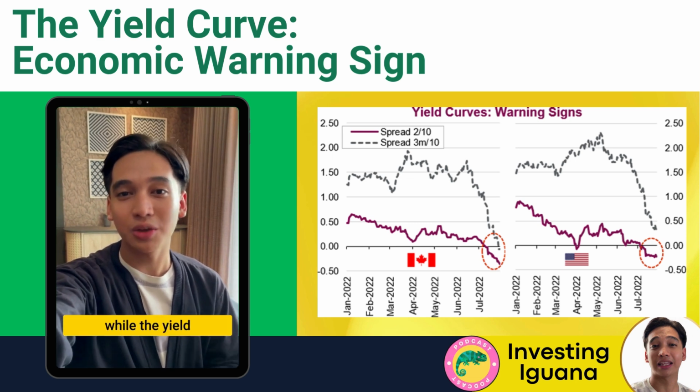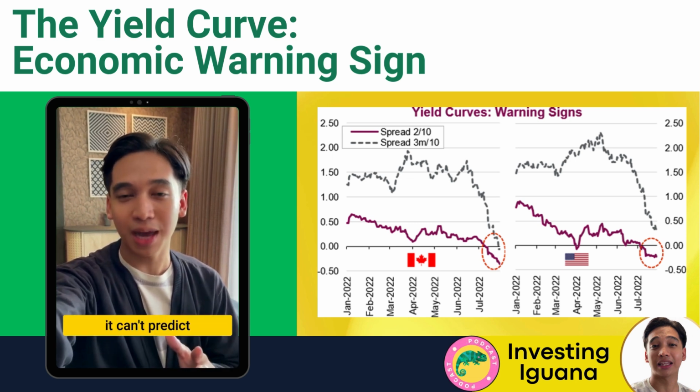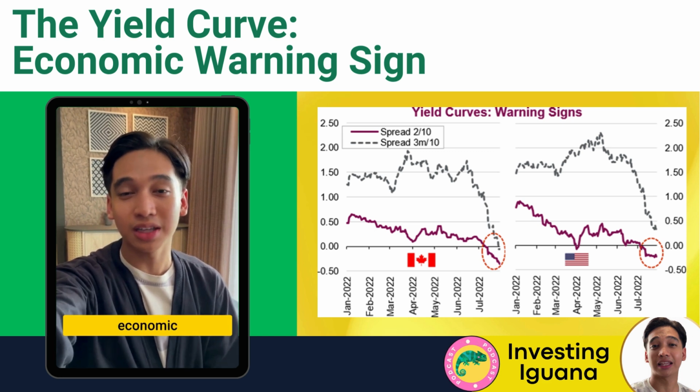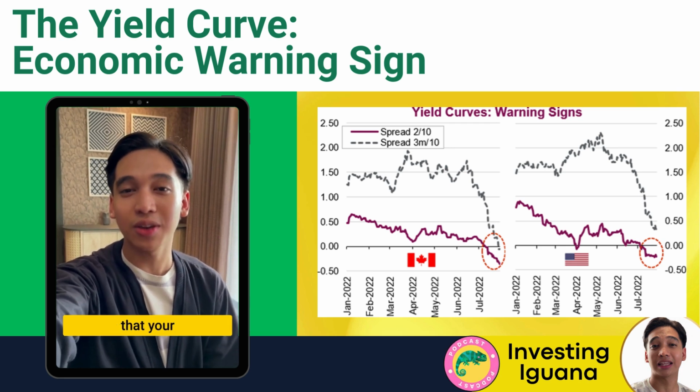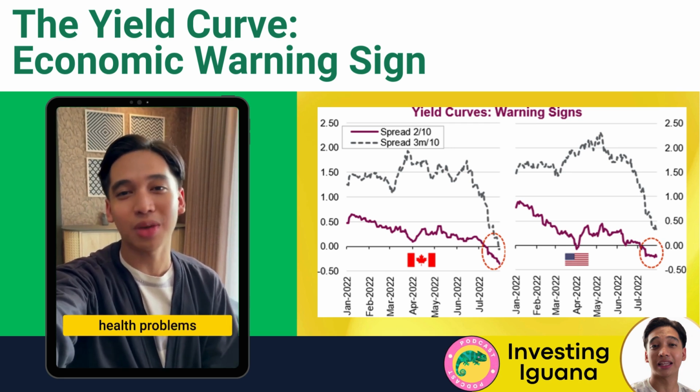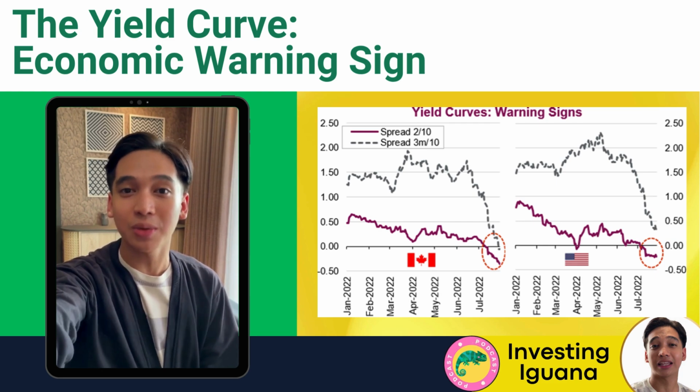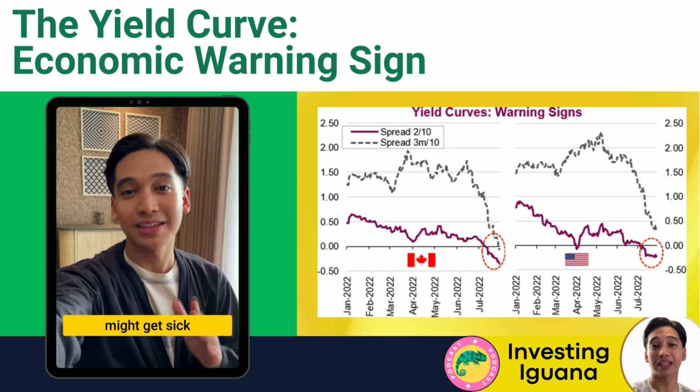This shows that while the yield curve is a powerful tool, it can't predict specific events that might cause economic downturns. The yield curve is like a doctor who can tell you that your lifestyle puts you at risk for health problems, but can't predict exactly when or why you might get sick.